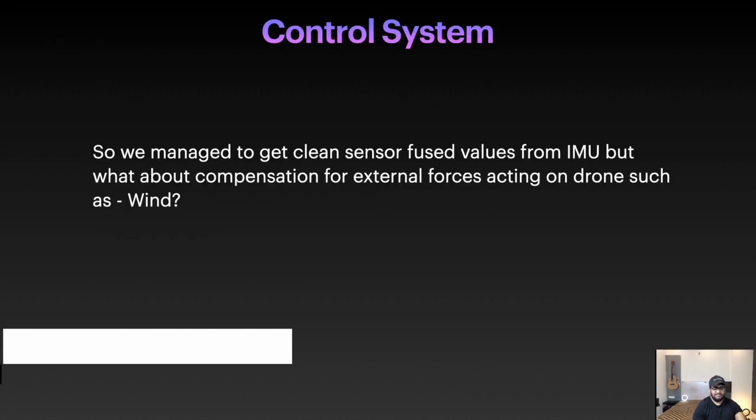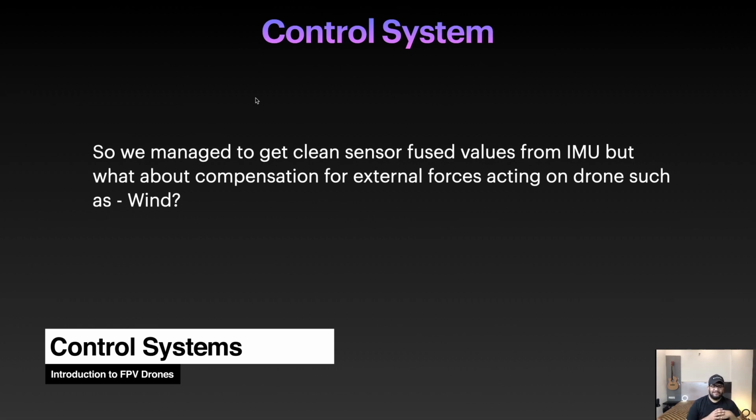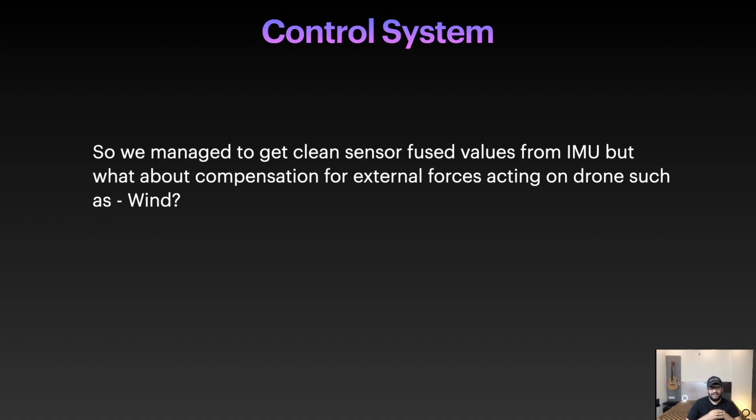Now let's talk about control systems. Alright, so talking about control systems, we managed to get clean sensor fused values from the IMU, but what about the compensation for external forces acting on drones such as wind? So a really great question, and it's simple. If you are getting clean values from the accelerometer, okay, that is sorted. But now what happens when you're flying the drone and some external forces are acting on it? Let's say some wind gust came and your drone gets drifted away. So how do you fight that?